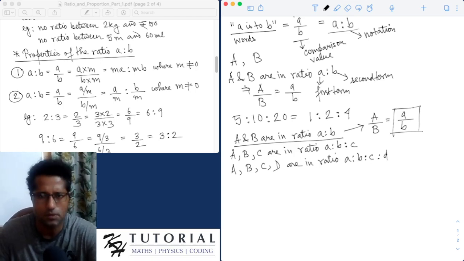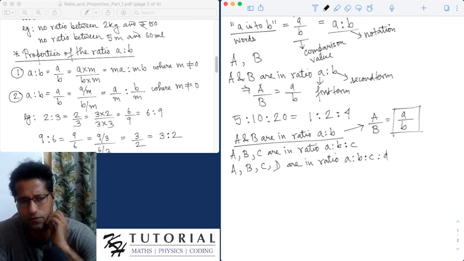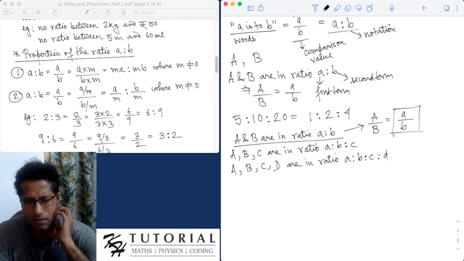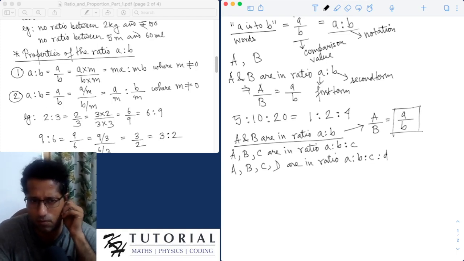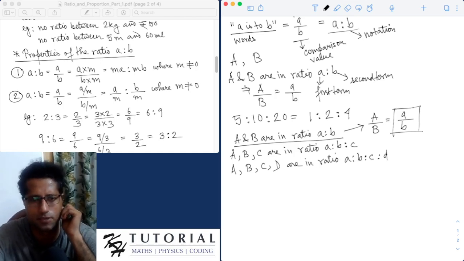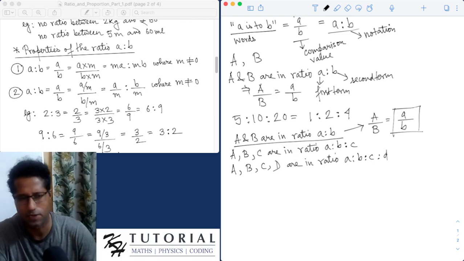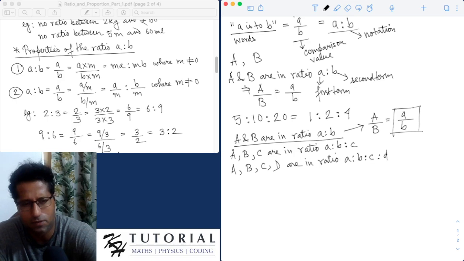So we can do this. For example, the ratio 2 is to 3 is nothing but 2 by 3, and we can always multiply by some non-zero number. So we are multiplying both the numerator and the denominator by 3, we get 6 by 9. So we can say that the ratio 2 is to 3 is equal to the ratio 6 is to 9. Similarly, in the second example, the ratio 9 is to 6 is nothing but the fraction 9 by 6, and we can always divide.